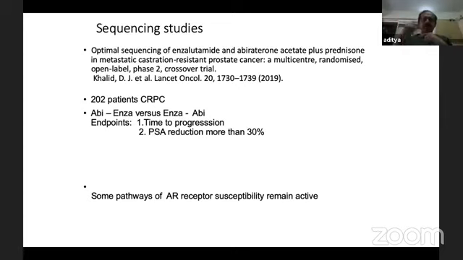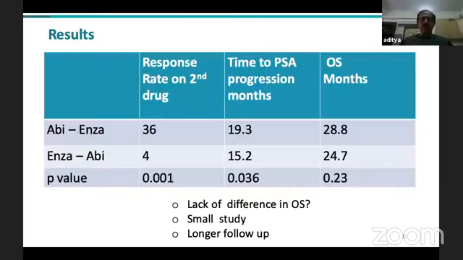They looked at the time to progression and how much the second therapy was able to reduce the PSA. The threshold for significance was 30%, so the second drug should be able to reduce the PSA by at least 30% to be meaningful. The results were very interesting. In the first group, the patients on abiraterone switched to enzalutamide, the response on the second drug was 36%, compared to the second group, initially on enzalutamide and then switched to AB, which had a poor response, only 4%.